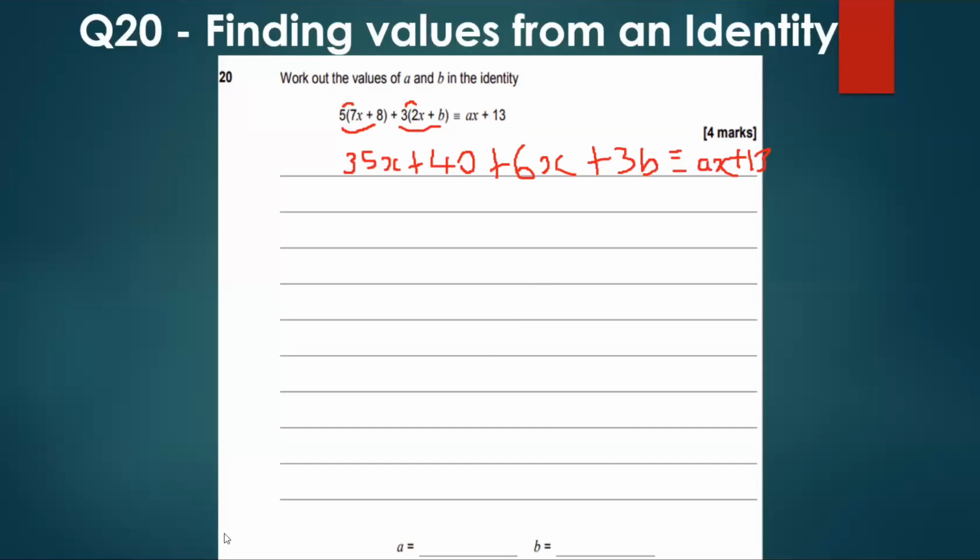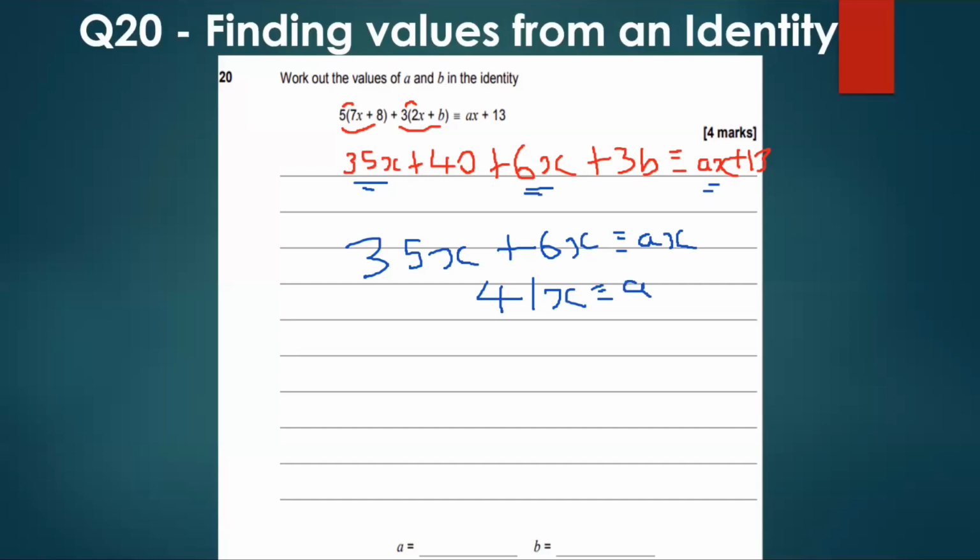Now, guys, collecting the like terms, 35x plus 6x is equal to ax. 35 plus 6 is 41, so 41x is equivalent to ax.